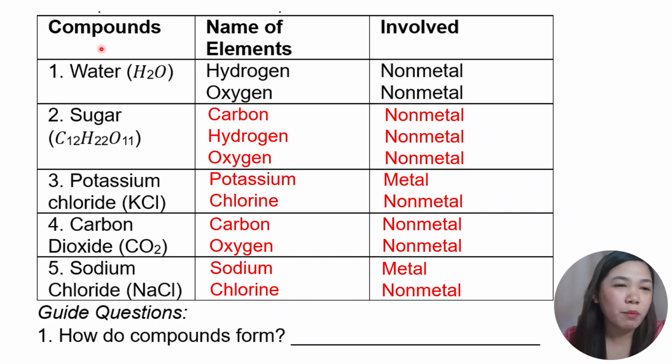These example compounds here, everybody look at our example. We have the water, sugar, potassium chloride, carbon dioxide, and sodium chloride. Most of these compounds are being used every day, especially in the kitchen, at home. So to answer the question, how do the compounds form? Write your answers there in your notebook.